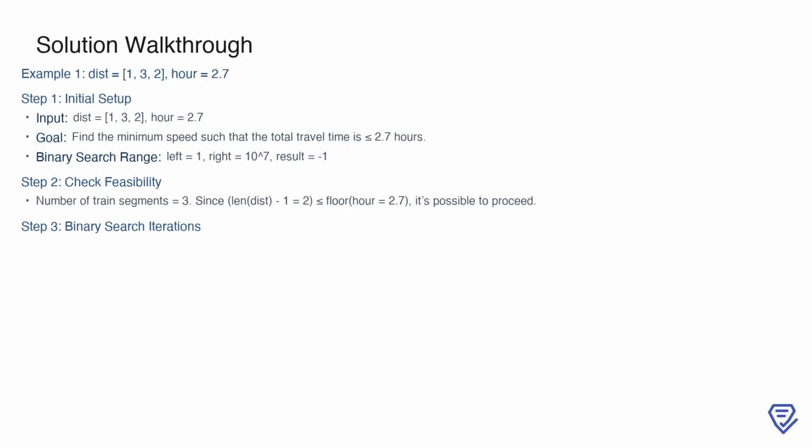Before proceeding, we confirm that the problem is feasible by checking that the number of segments - 1, which is 2, is less than or equal to the floor of the given time, which is also 2, from 2.7. Since this condition holds, we can move forward with the binary search iterations.